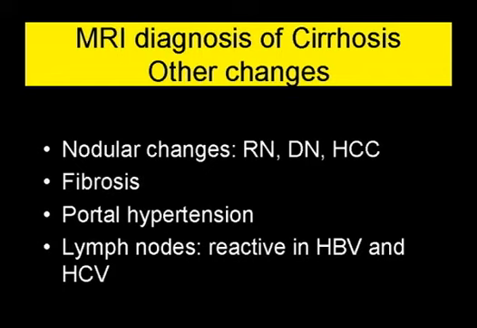The other changes you're going to encounter with MRI include nodules in the liver. More specifically, there are multiple types of nodules, but the main nodules you're going to encounter would be regenerative nodules, dysplastic nodules. It's very hard to differentiate these two. There's an overlap in appearance, and HCC, of course. Fibrosis can be diffuse or focal. You can have, of course, signs of portal hypertension, and a lot of times you're going to see lymphadenopathy around the porta hepatis or in the portocaval area. They're usually reactive in chronic hepatitis B and C.